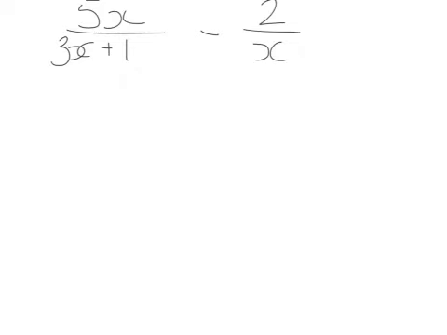And finally, what happens if you have algebraic terms both on the top and the bottom of your fraction? Well, you start off by doing everything exactly the same. We have 3x plus 1 on the bottom of both of our fractions.